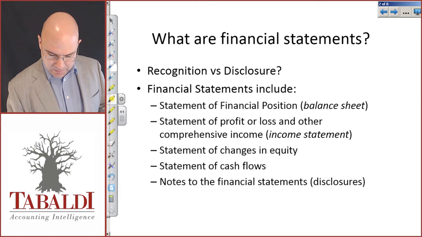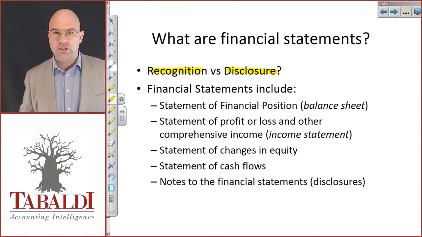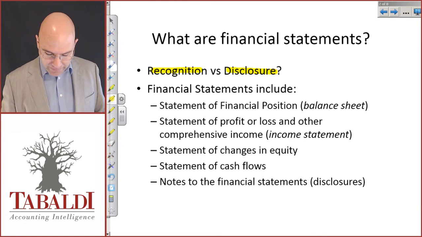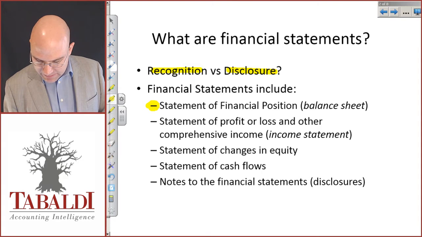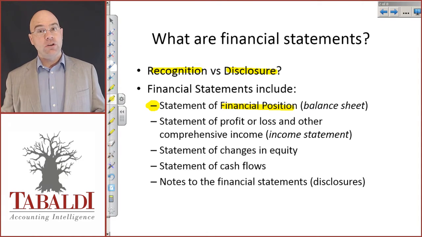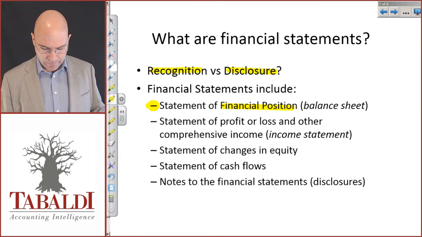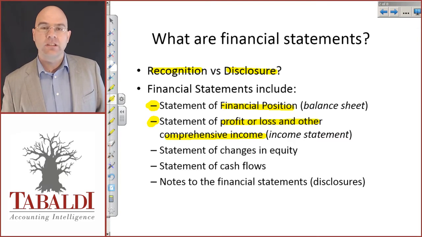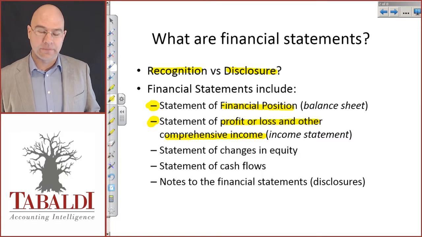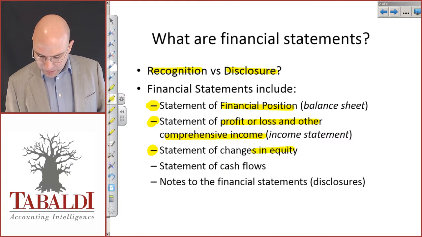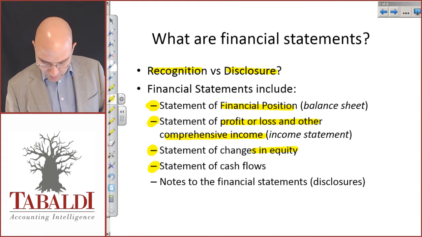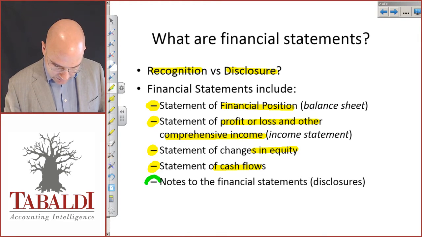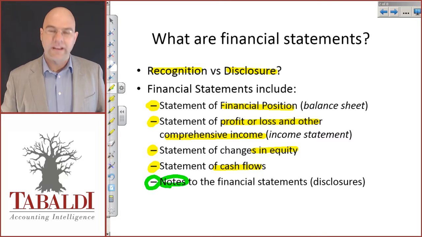Just remember that there's a difference between recognition versus disclosure. I'm going to address that in a second once I explain what's in a financial statement. So the financial statements, first and foremost, have the statement of financial position. You've often heard this referred to as a balance sheet. That's the old name. Then there's a statement of profit or loss and other comprehensive income. This we used to talk about as an income statement. Then there's a statement of changes in equity, a statement of cash flows, and last but definitely not least, there are the notes to the financial statements.